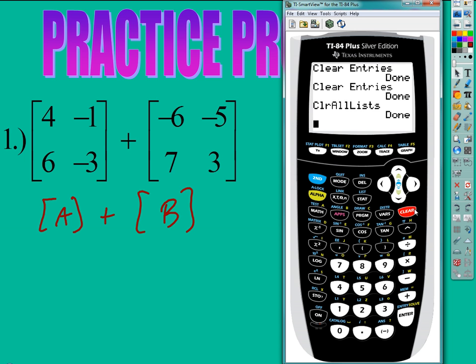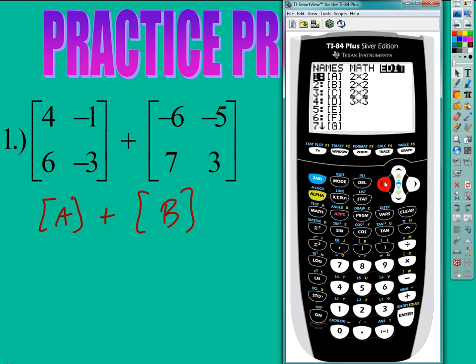I'll just clear all that stuff off. And then I'll go second matrix, edit 2 to build matrix B, which also needs to be a 2 by 2, which it already is. So I can skip down to the first one. I guess I have it in there already from last class. So -6, -5, 7, 3, right? Okay. Once you get that in there, just quit.